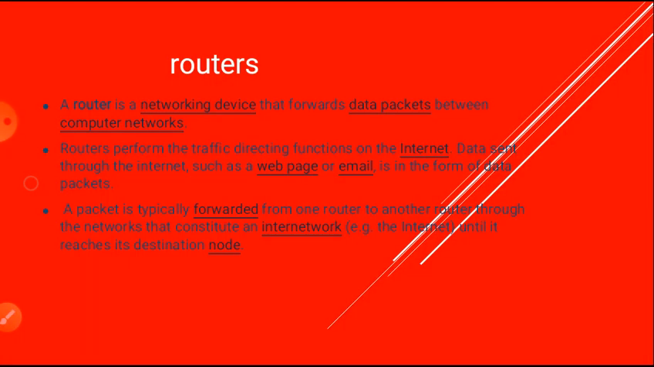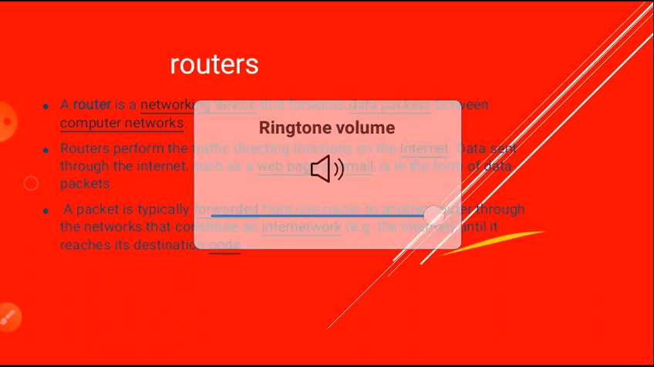Next type is router. A router is a networking device that forwards data packets between computer networks. Routers perform the traffic direction function on the internet. Data sent through the internet, such as web page or email, is in the form of data packets. A packet is typically forwarded from one router to another router through a network that constitutes an internetwork until it reaches its destination node. That is the function of router.